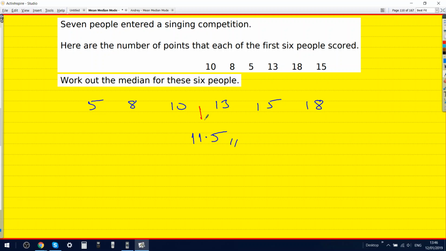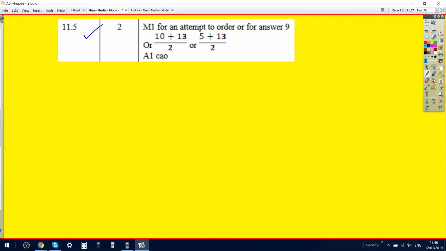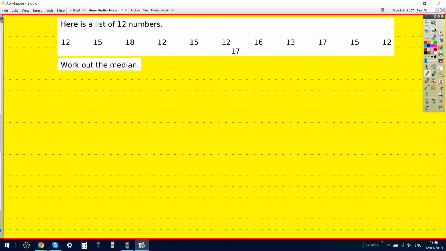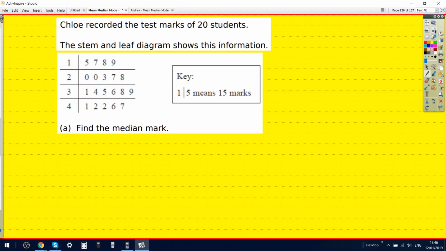11.5. That's it. So if you have an even number, you're going to have to get the middle number of the two in the middle. Yeah. That's 11.5. Okay, so more numbers, same thing. Bigger numbers, same thing.